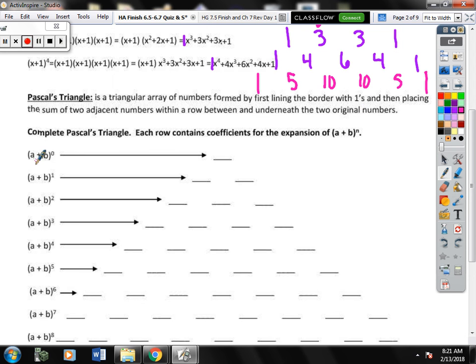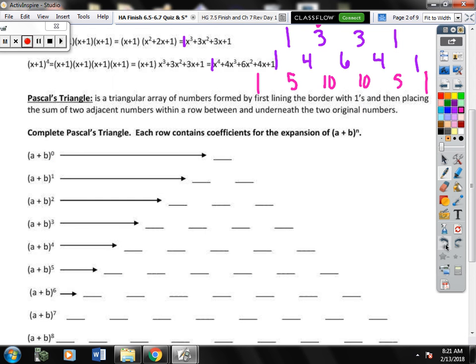So if we have something to the 0 power, this is our 1. We already saw this one was 1 and 1. This is our 1, 2, 1. 1, 3, 3, 1. 1, 4, 6, 4, 1. We just found the other one.